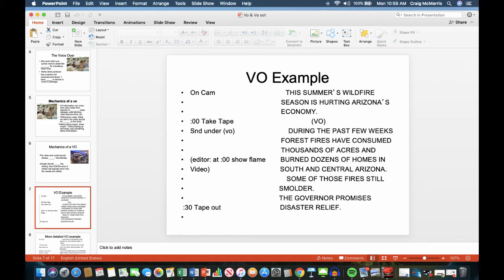For example, on camera, the anchor is reading, "This summer's wildfire season is hurting Arizona's economy." Then the anchor keeps reading, "During the past few weeks, forest fires have consumed thousands of acres and burned dozens of homes in south and central Arizona." And as you can see, it says VO in the instructions. The video is covering the anchor as they continue to read the story.